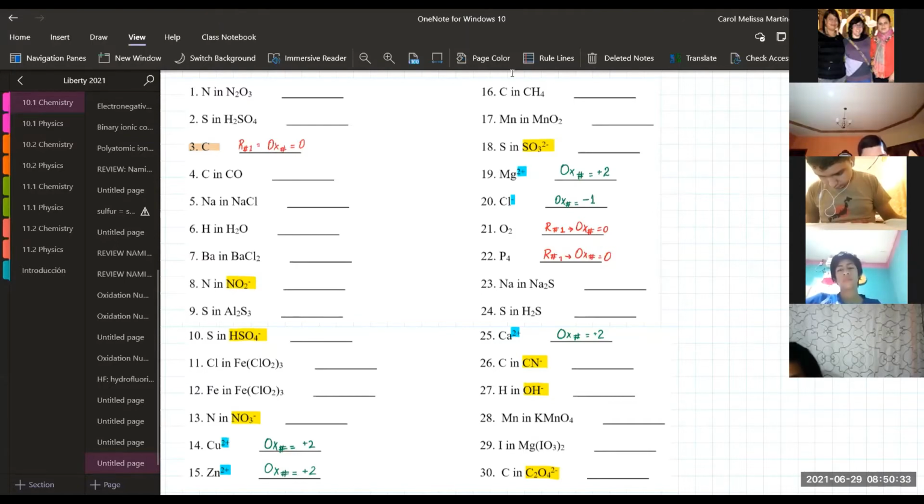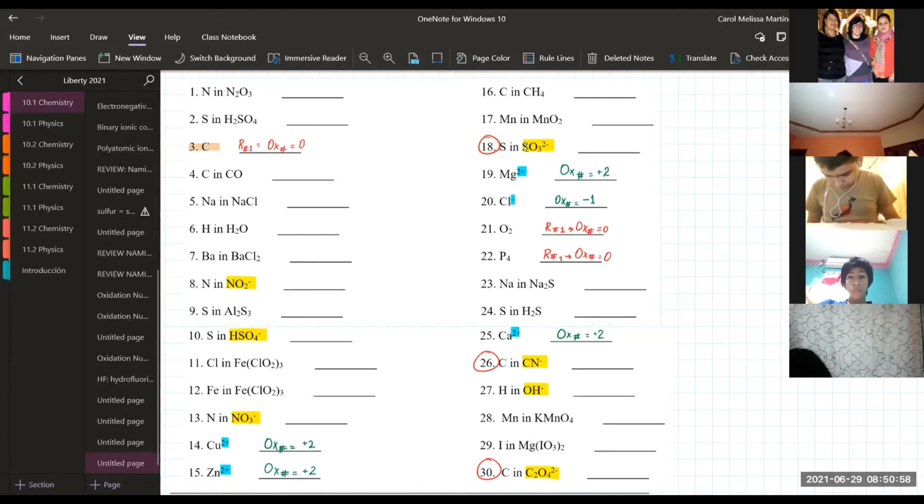Now, from the yellow exercises, I'm going to help you with number 18, number 26, and number 30. I'm going to be working on those three. So let's take a look. I'm going to write them and then I will project them. So the number 18, the number 26, and the number 30.